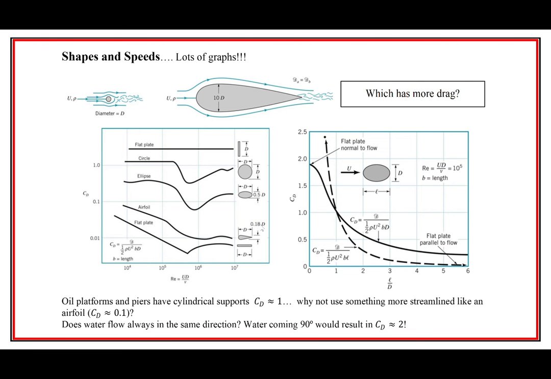There are lots of shapes and speeds when we're looking at the charts and graphs. My first question: we have this little body with a diameter d, which is just a circle. And the streamlined piece here has a dimension that's 10 times that diameter. It's amazing that these both have the same drag, which is what they're saying up above.